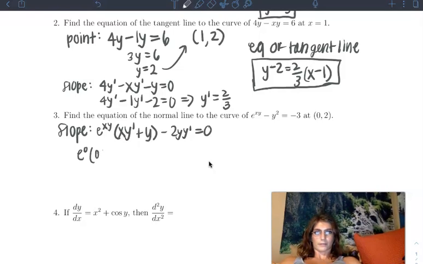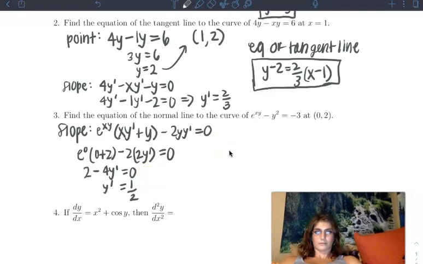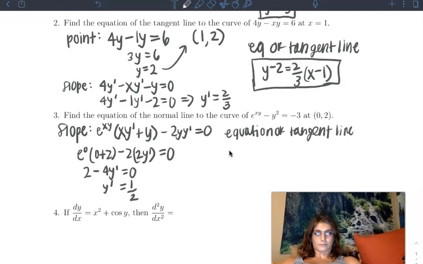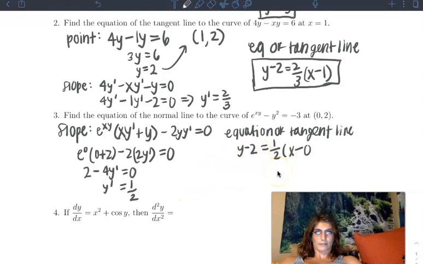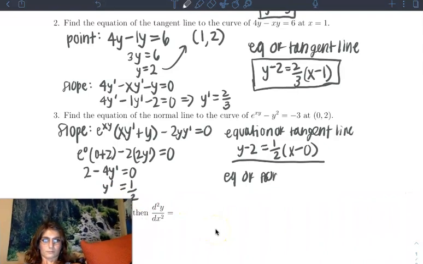So here, plug in your points for y and x, which is how you end up with e to the 0. Solve for your y prime, and that gives you your slope. But wait, you're not finished. So that gives you the slope for the equation of the tangent line. But like I said before, you need the opposite reciprocal of that slope. So your equation of your normal line is going to look like that.